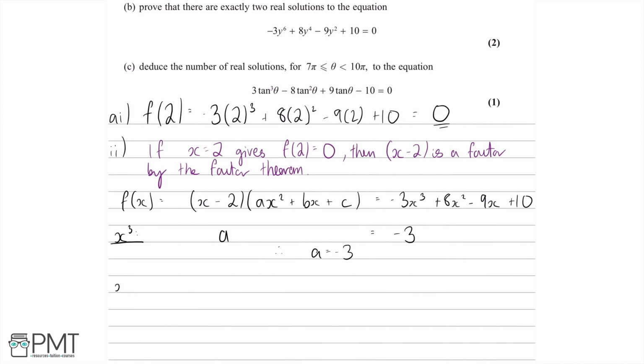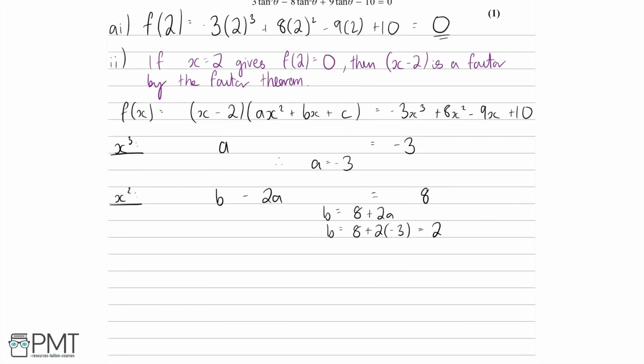Now it's the same thing with x squareds. What are all the ways we make x squared on the left-hand side? Well, we'll have x times bx, so we'll have bx squared. And we also have minus 2 times ax squared, which will give us minus 2a. And this is going to equal the x squared on this side, which is 8. And therefore b is going to be 8 plus 2a. We know a is minus 3, so b is 8 plus 2 times minus 3, which is 8 minus 6, which will give us 2.